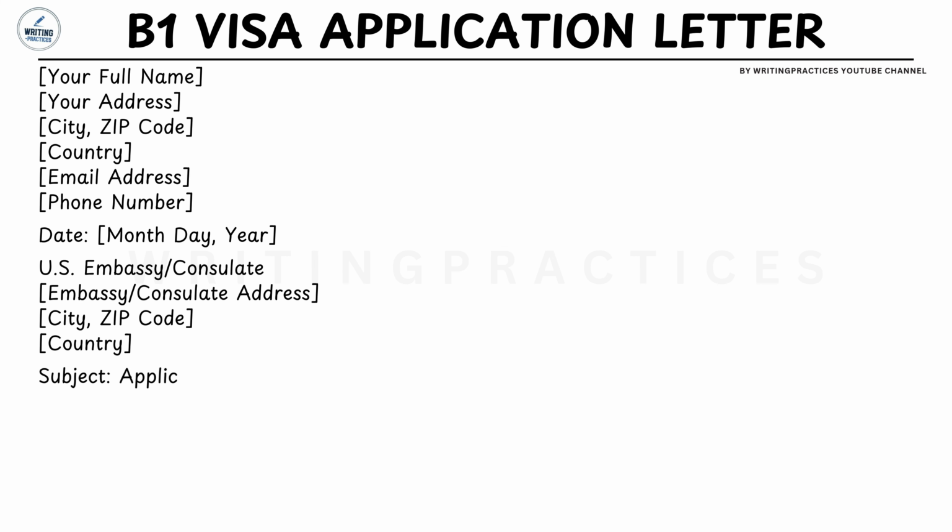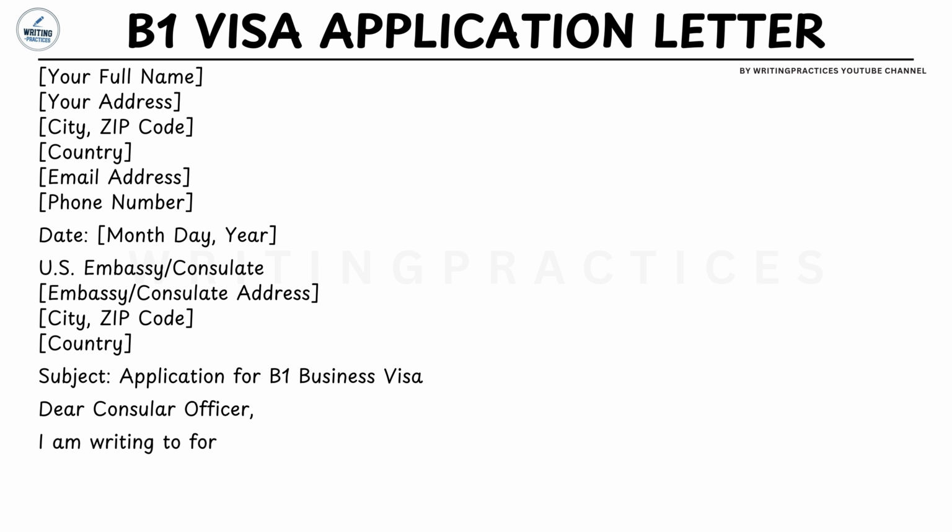Subject line, stating the purpose of the letter. The subject line should clearly indicate why you are writing. It should be short, direct, and formal. For example, application for B1 business visa. This immediately informs the visa officer about the purpose of your letter and makes it easier for them to process your application efficiently. Salutation, a professional greeting. Since you don't know exactly who will be reviewing your application, use a general but formal greeting. Dear Consular Officer. This keeps the tone respectful and professional.